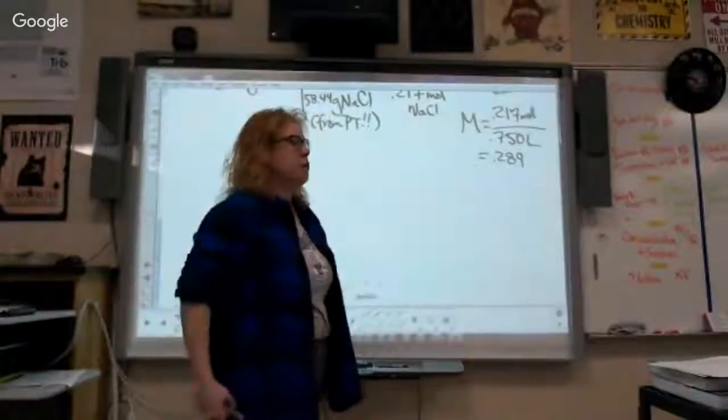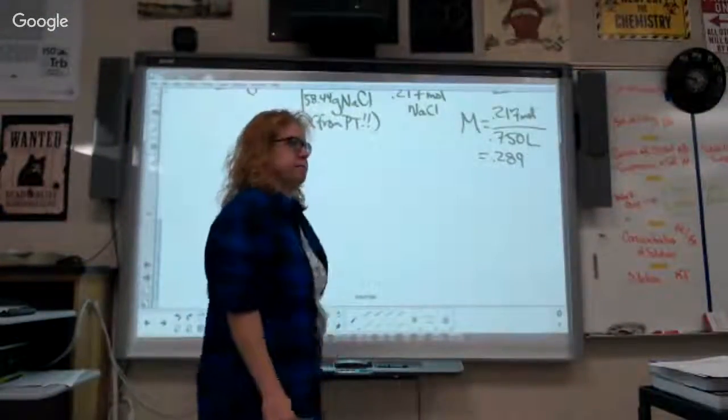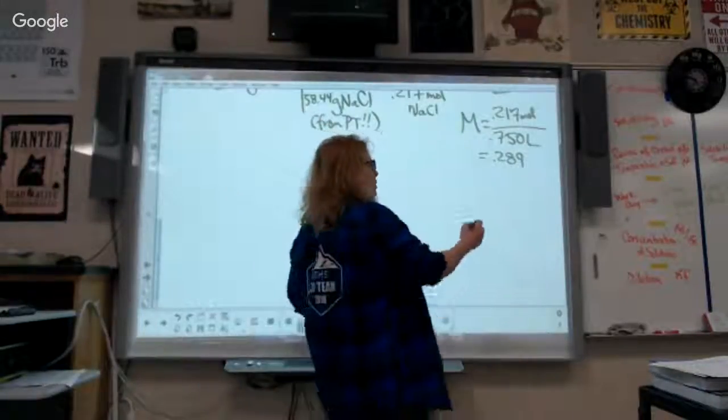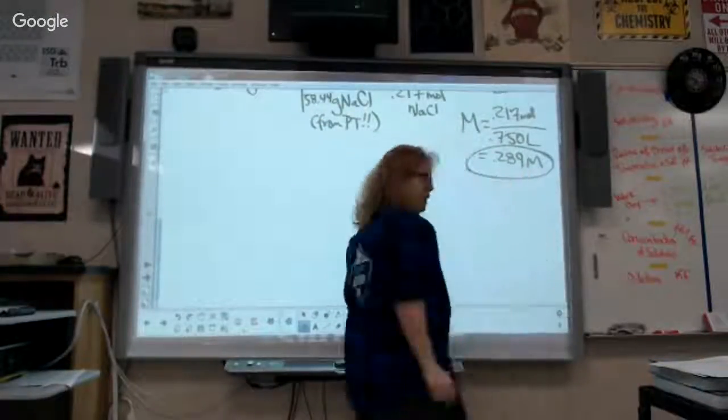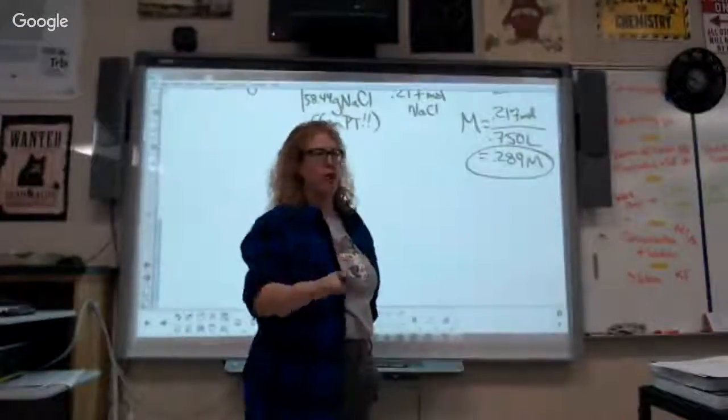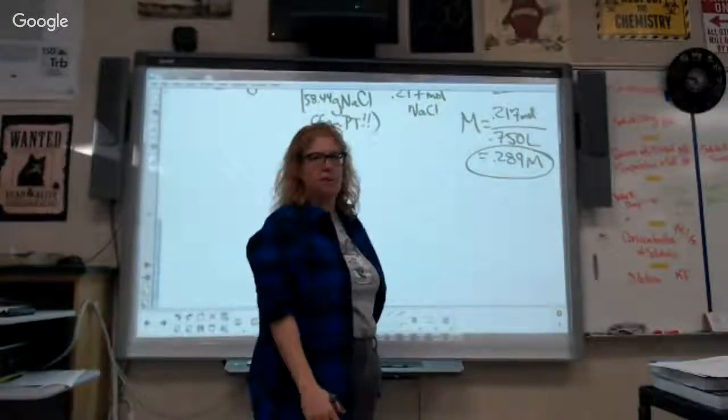Units can be written in 2 ways. They are both correct, so you decide which units you want to use. You can either write this as 0.289 with the capital M next to it, which is totally fine. That's a great way to use the abbreviations a little bit faster.